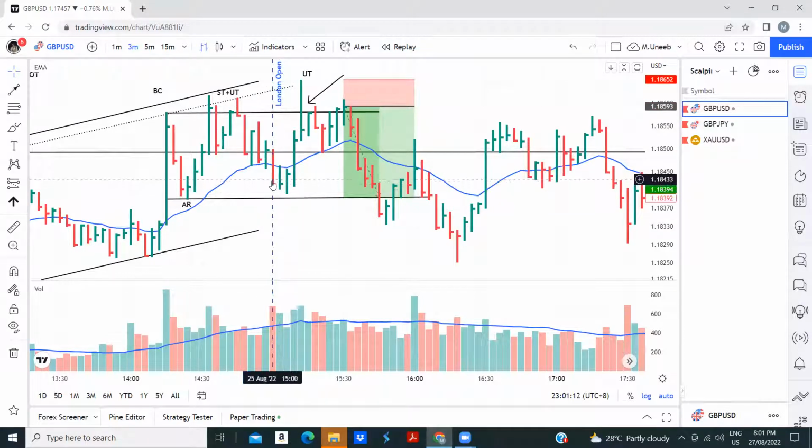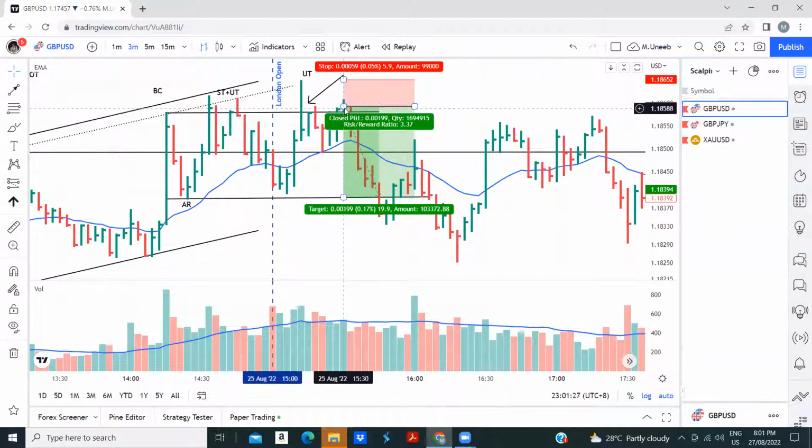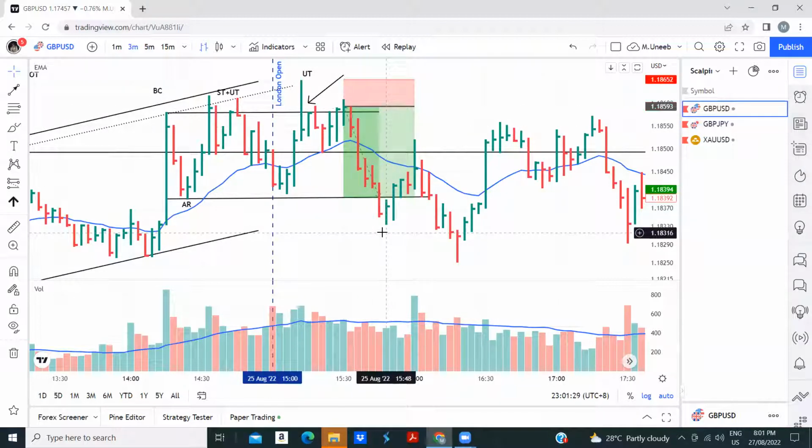Okay, so we cannot take an entry over here, right? Without any reference point. We need to wait for the price to go up, enter this. So 15 minutes after London Open, we will take the entry. And the second entry is over here. Price goes down. Got it?